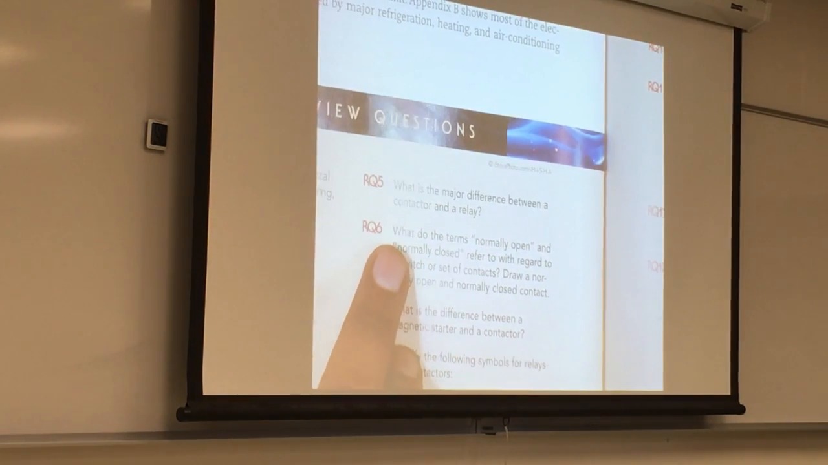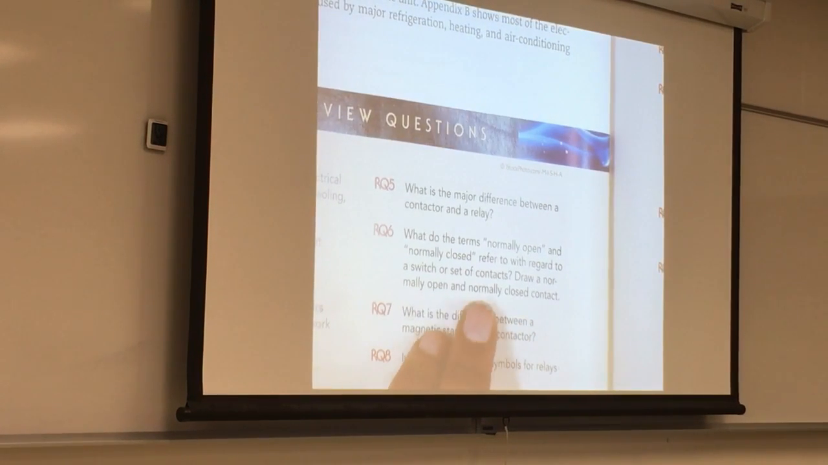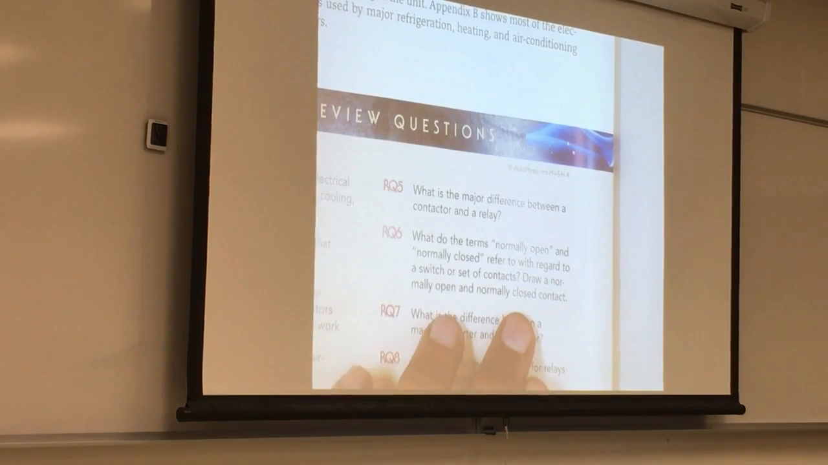Okay. Felipe, what is the major difference between a contactor and a relay? A contactor is rated for 120 amps. Excellent. Thank you. What do the terms normally open and normally closed refer to with regard to a switch or set of contacts? Draw a normally open and normally closed contact.